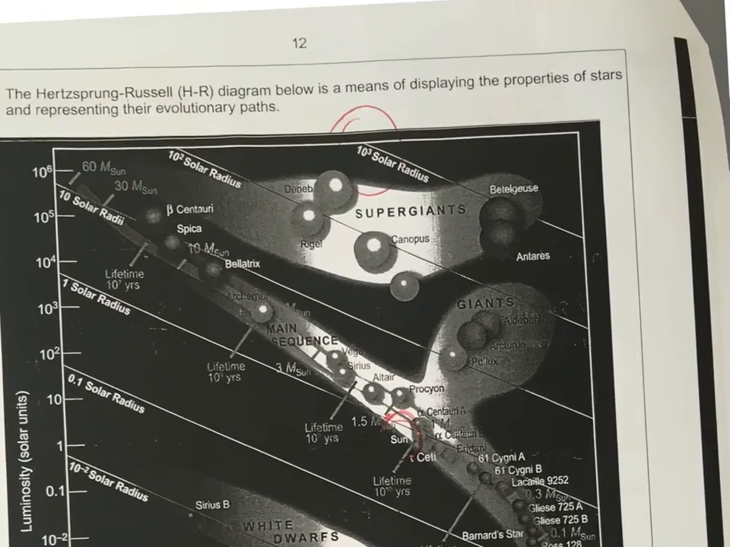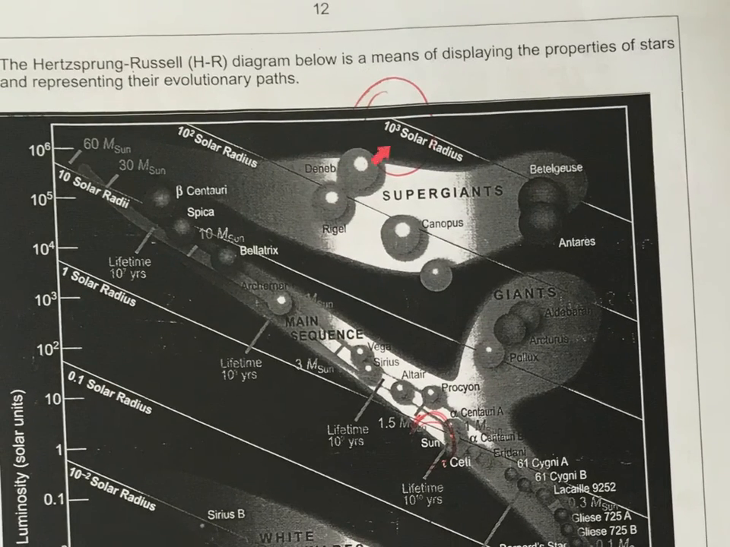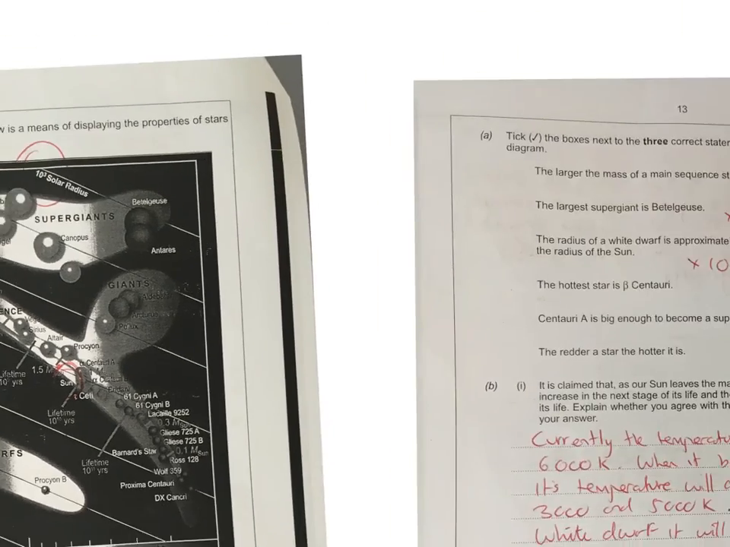The largest supergiant is Betelgeuse, that's correct. So you can see that Betelgeuse has the solar radius there, 10 to the 3, and it falls on that line. So it gets bigger as we go up that way.